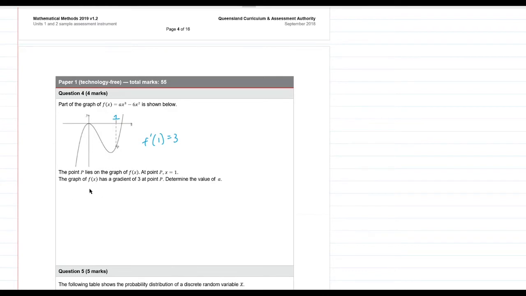So if the graph of f of x has a gradient of 3 at point P, that means its derivative at point P, that means f dash at 1 equals 3. So let's differentiate f of x first. That's going to be 3ax squared minus 12x. And when we sub in 1, we know that it equals 3. So 3 equals 3a times 1 squared minus 12 times 1, and that's going to be 3a minus 12, so 15 equals 3a, and a equals 5.